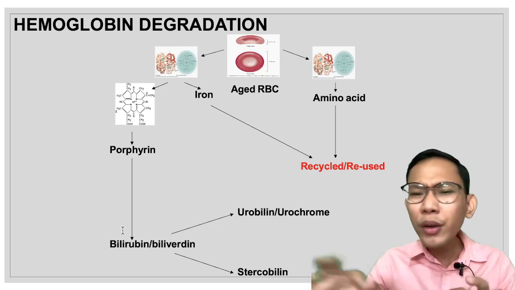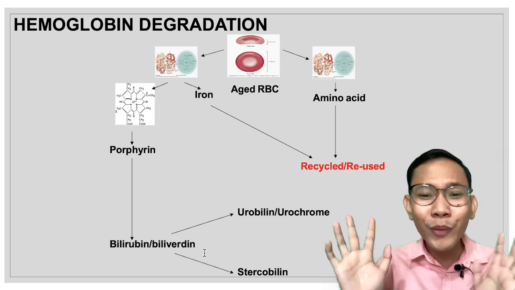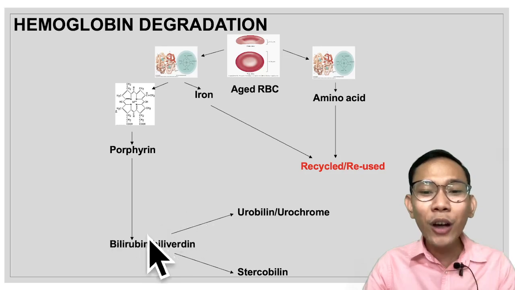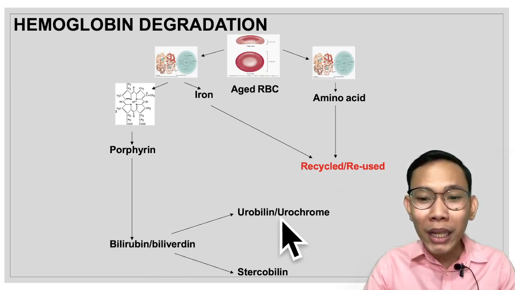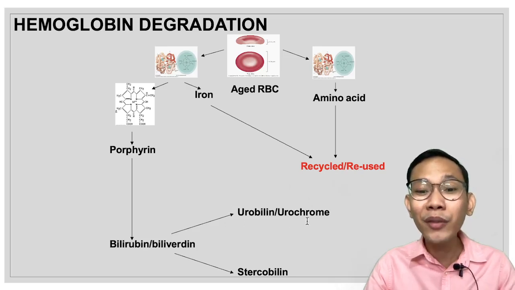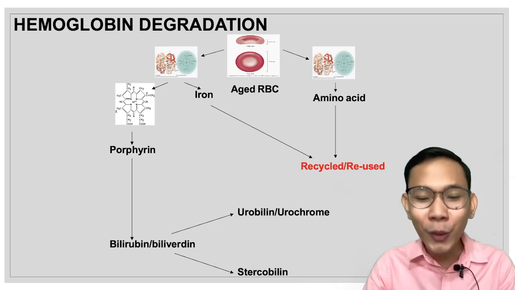And it will undergo several steps. Actually, napakadaming steps pa yan. Pero this is the overview lang, no? And then water soluble until such time that it will be taken out of the body, magiging urobilin or urochrome. And your urobilin and urochrome is the responsible of the yellow color of your urine, while your stercobilin is responsible for the brown color of your stool. Actually, that is from your bilirubin.